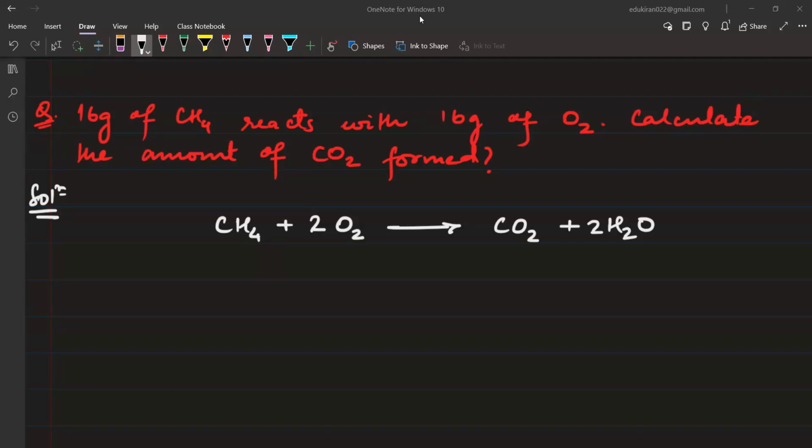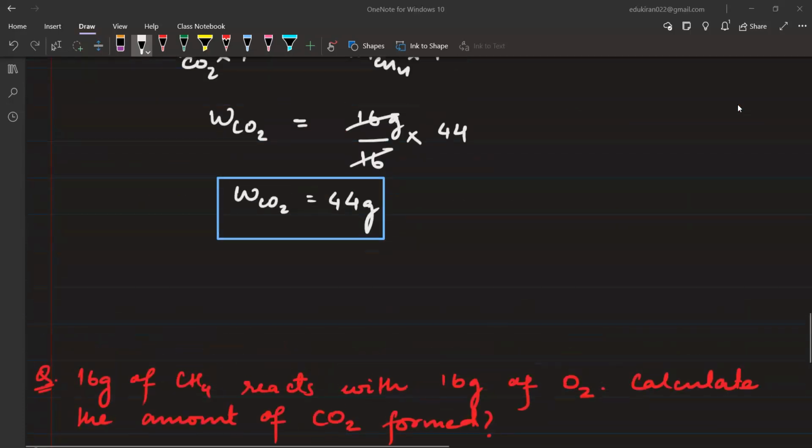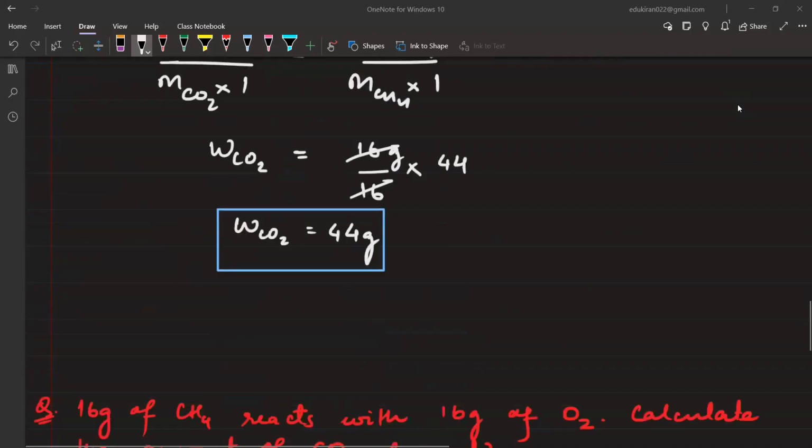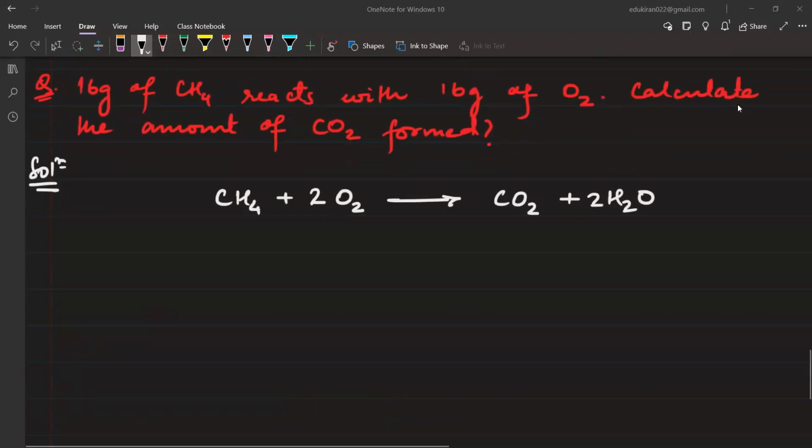More than one, sir. So you have been given the amount of 2 reactants. When we have been given the amount of 2 or more reactants, what is the first step? Determine the limiting reagent. For that, I need to find the reactant with the least MCR. So I will find the MCR of all the reactants. First of all, I will find the MCR of CH4.